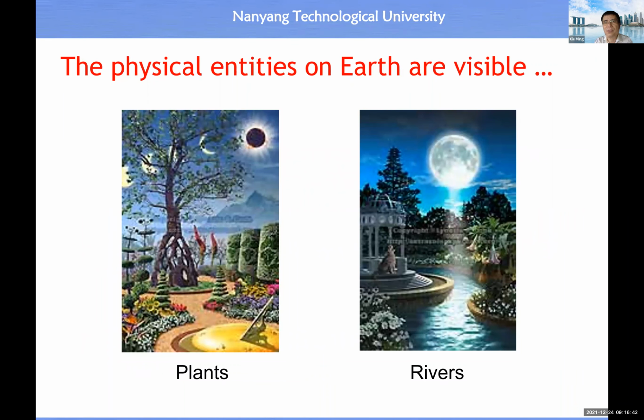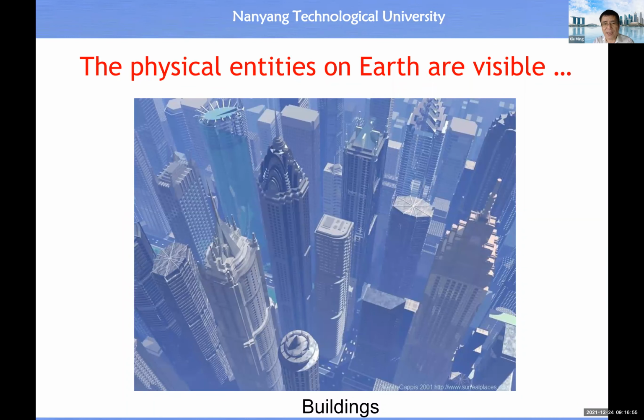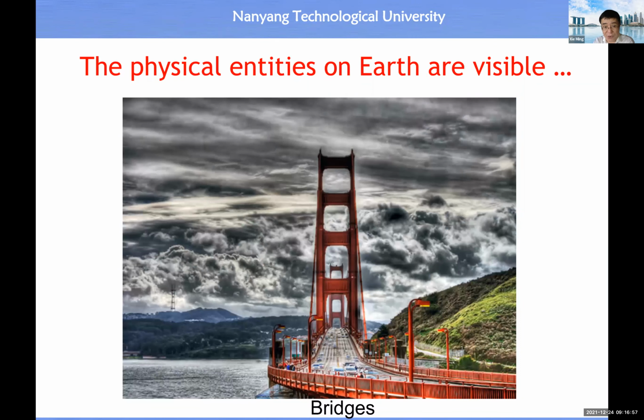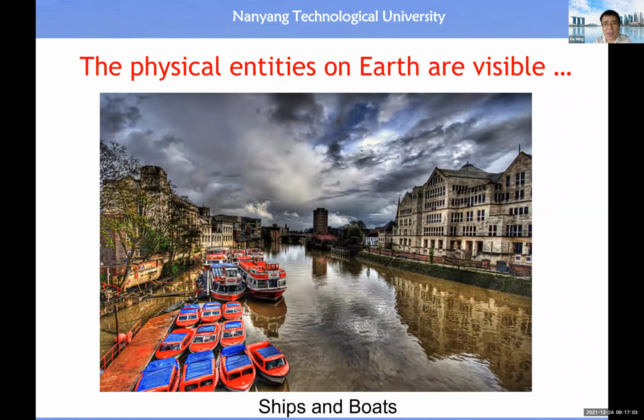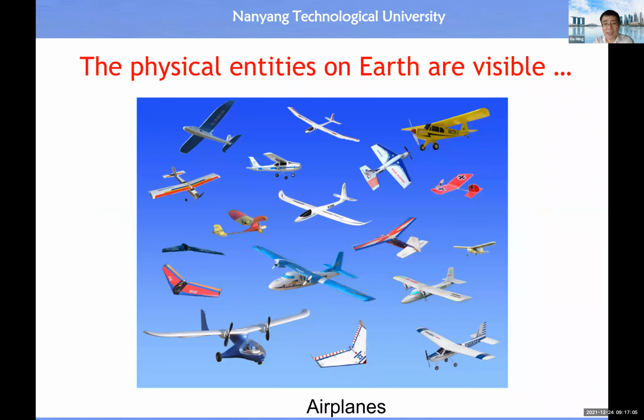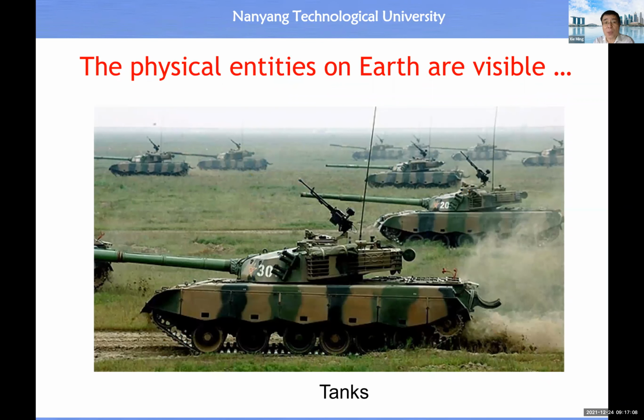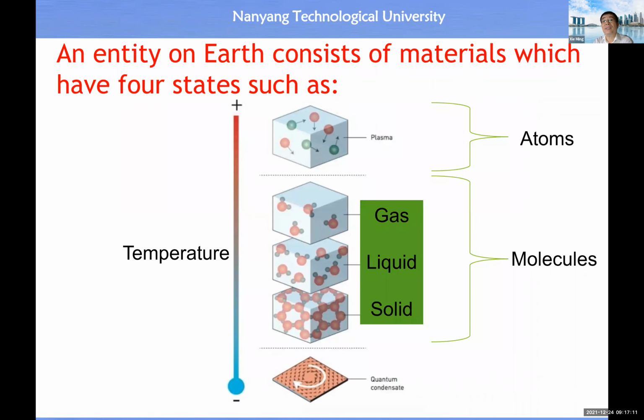And here I'm going to show you some pictures in order to understand the visibility of physical entities on Earth. For example, we are able to see the plants, the rivers, buildings, bridges, roads, cars and streets, ships and boats, airplanes, tanks, etc. So the physical world on Earth is visible to the human eye under normal conditions, right?